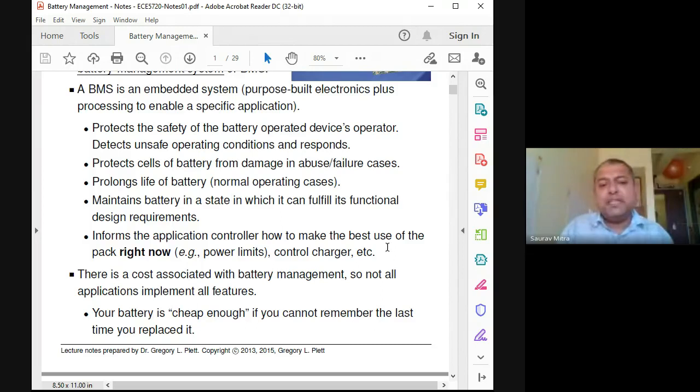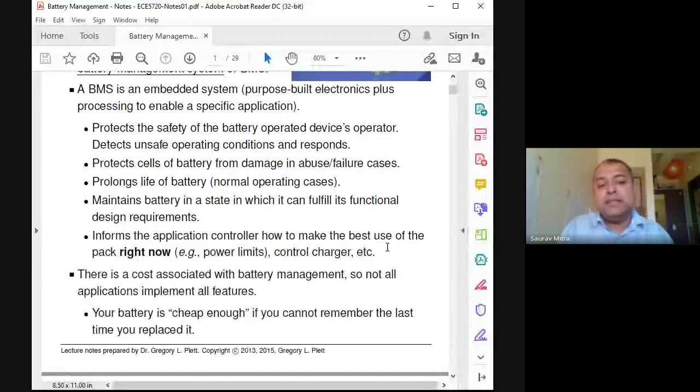It maintains the battery in a state in which it can fulfill its functional design requirements. So battery life is prolonged. It informs the application controller how to make the best use of the pack right now, that is, power limits, controlling the charger, etc. So there is always a strategy, an optimized performance, a criterion or algorithm going on for battery life and efficiency enhancement. This is a smart strategy. Artificial intelligence and machine learning are already there in BMS.